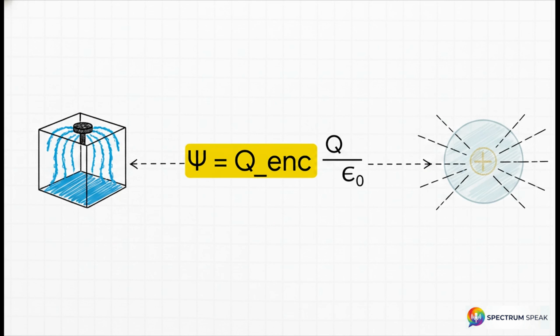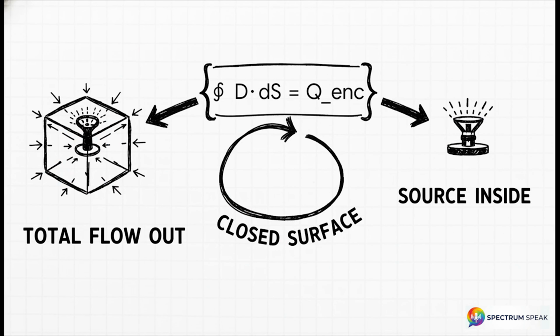So, when you boil it all down, it comes to this beautifully simple relationship. The total flux coming out of your imaginary surface is just equal to the total charge you've trapped inside it. Total flow out equals the total source within. That's it. And this is how physicists write down that sprinkler analogy.